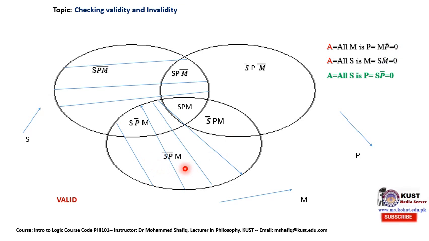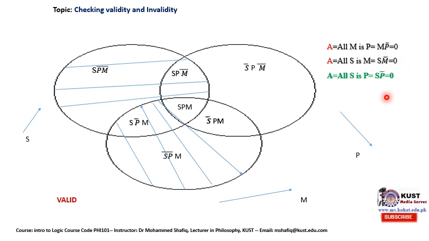Now we have M P bar, this is M P bar. Don't bother about the third one. You will just have to look for the M P bar, whether it is S or S bar, it doesn't matter. M P bar. Now I have shaded it. Now we have the second premise, all S is M, S M bar is equal to 0. Now we have S M bar and S M bar. Now you are supposed to shade it as well, this one as well.